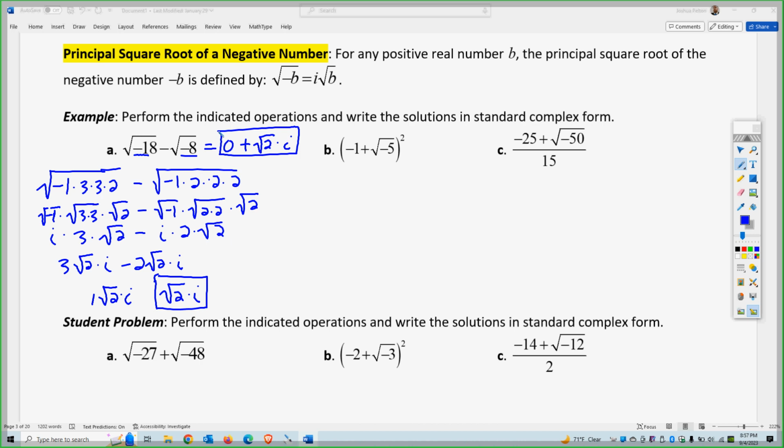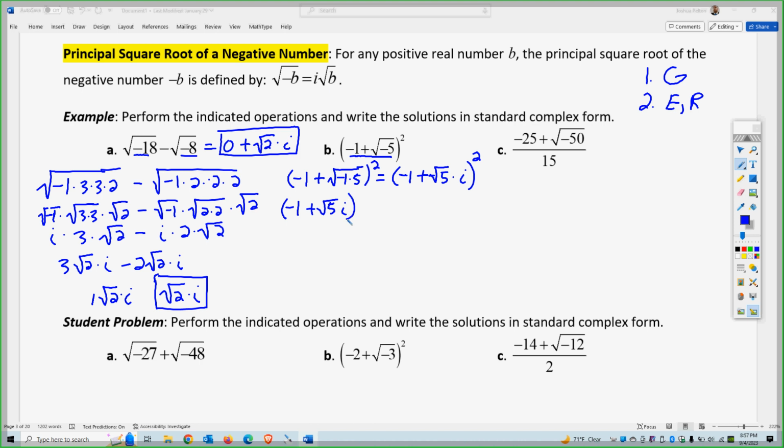Next one. Okay, so again, grouping symbol first. You have to work in the grouping symbol first because that is level 1 in the order of operations, right? So what I have here is -1 plus the square root of -1 times 5, right? Squared, which is really -1 plus root 5 i for the square root of -1. Okay, so level 2 is exponents and radicals. So I'll do the exponent. So I have -1 plus root 5 i times -1 plus root 5 i.